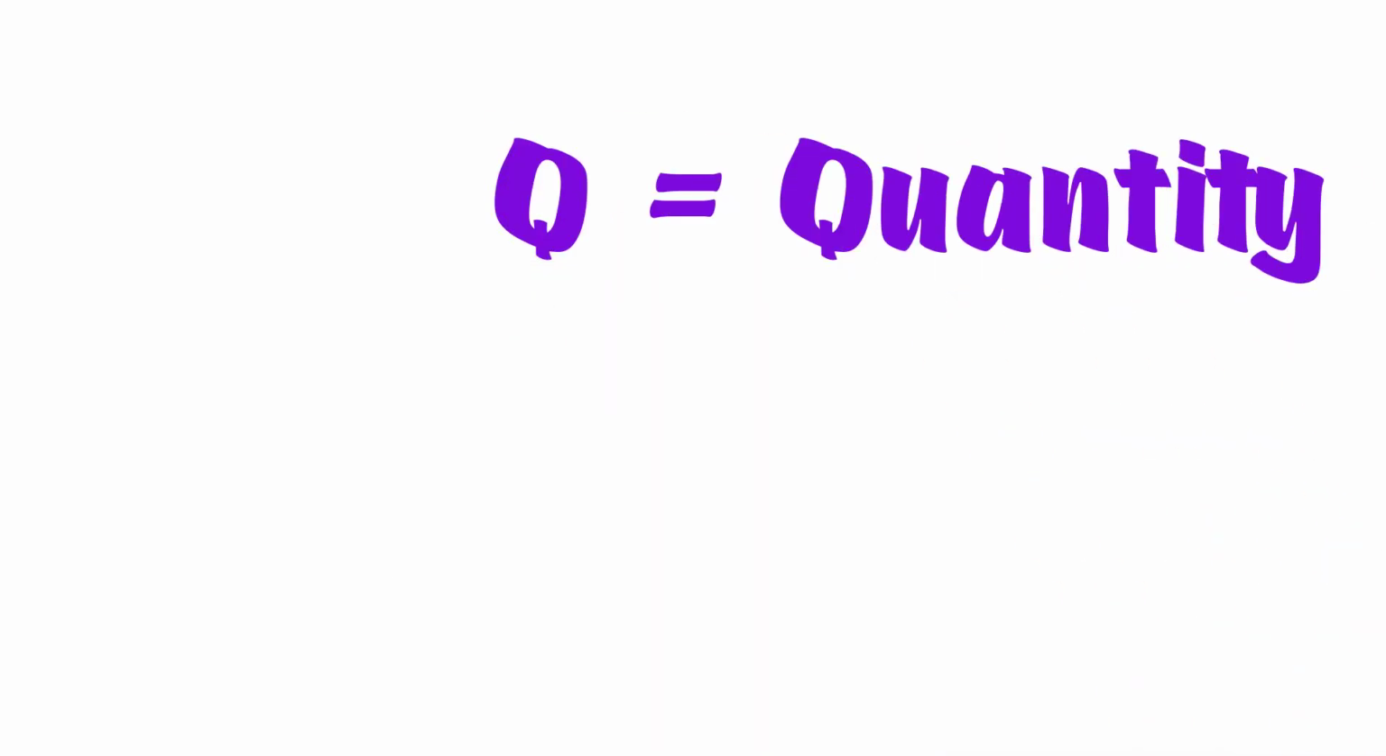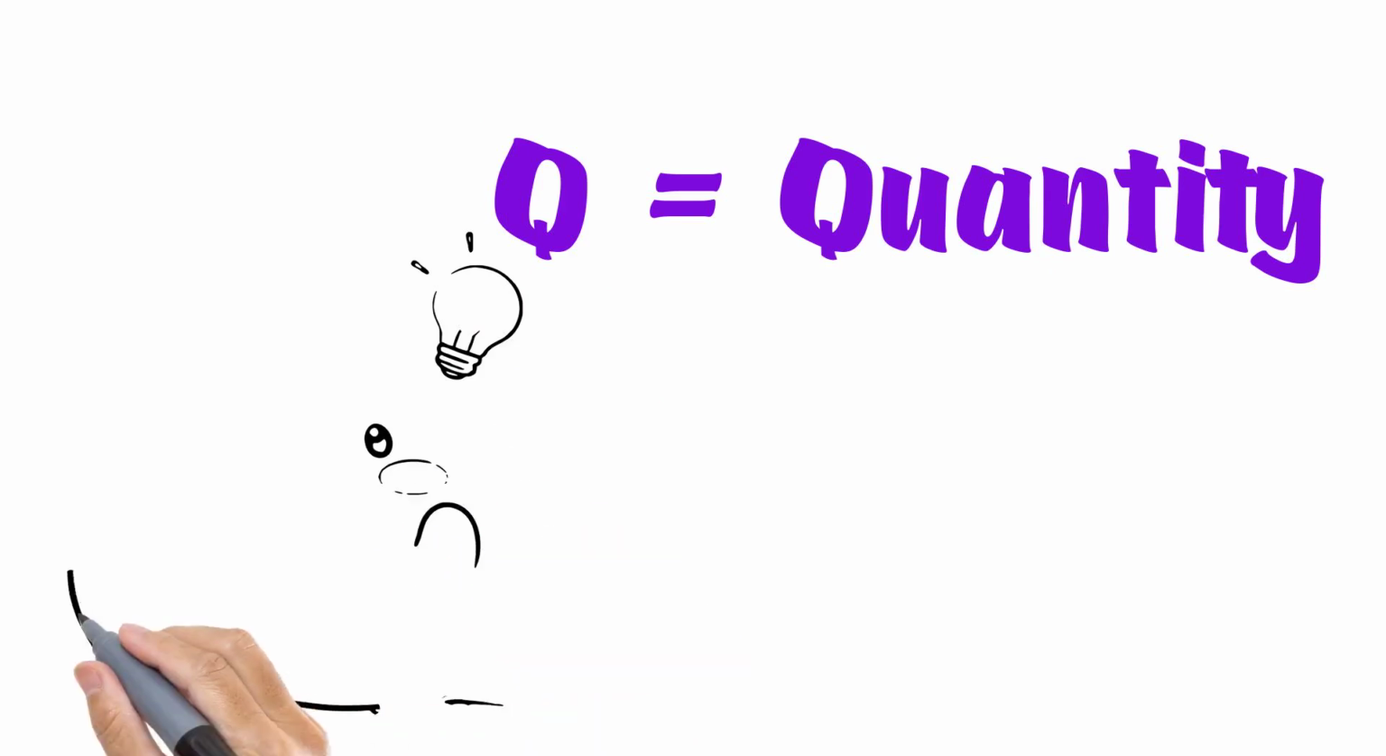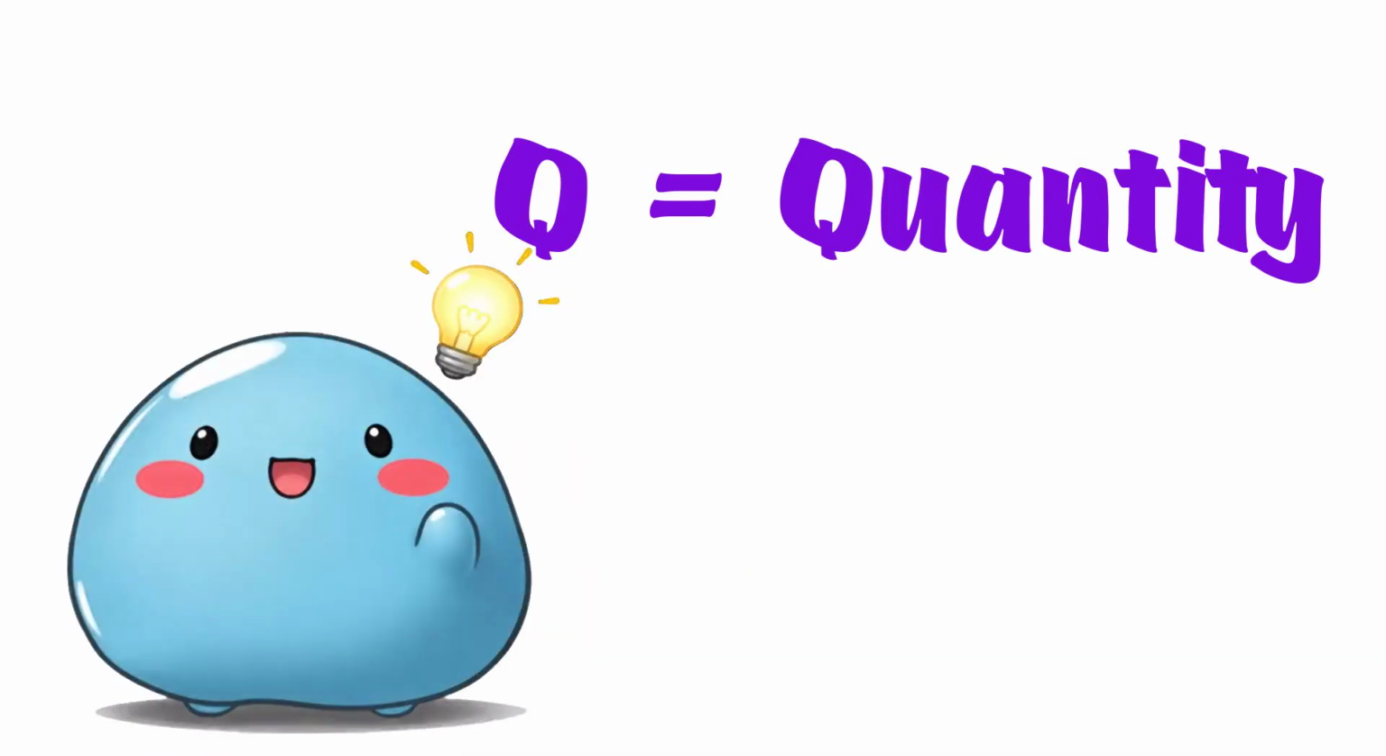Q is for quantity. Quantity means the amount of a good or service that is bought, sold, or produced. For example, a pancake shop may produce 100 pancakes in one day. If customers buy 80 of them, the quantity sold is 80.